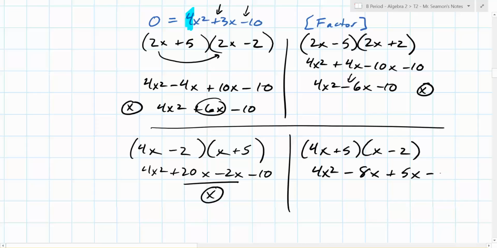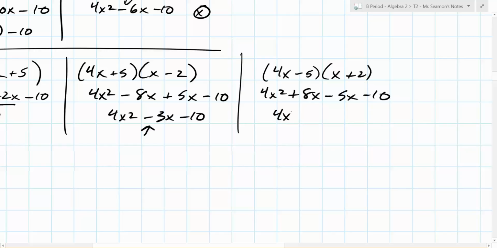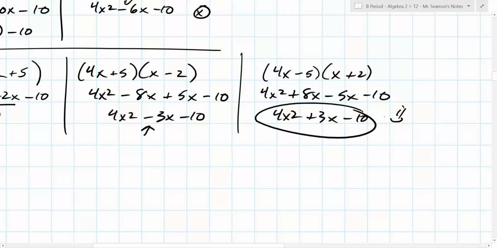5x minus. Is this closer? Yeah, you need to flip the sign. So on the 5th try, what did we get? 4x, what do we want? Minus 5, x plus 2, and what does this come out to be? Correct. The correct one. Does this match? Yeah. And when we find that, we are really happy.